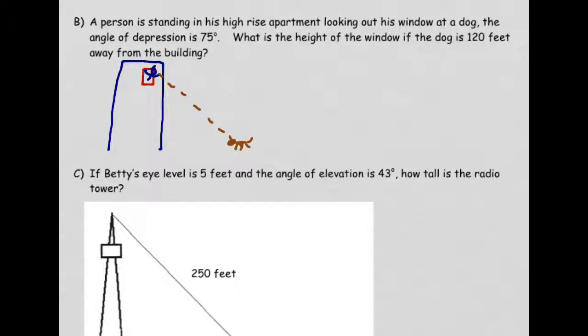All right, and the angle of depression is 75 degrees. So remember, the angle of depression is the angle made between the sight line and the horizontal line. So it's how far he's looked down, right? He's looked down 75 degrees. What is the height of the window? And so what is the height of the window? That's our x.